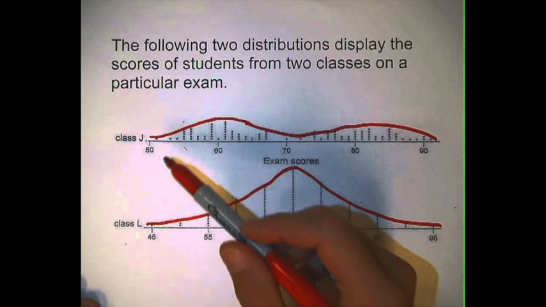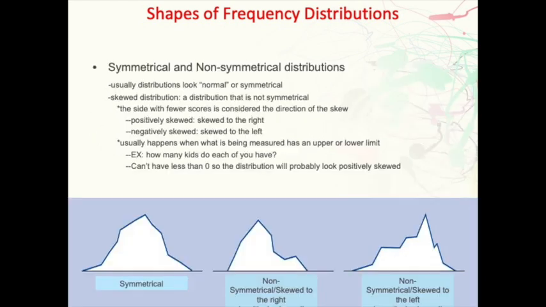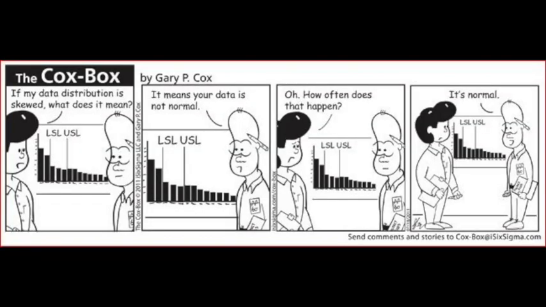And then we have the bimodal distribution, where two values clearly occur more than any other. They don't have to be even, but as you can see in image B on the slide, there are two values at the peaks, so those two are occurring more than the others. And then we have a rectangular distribution, which would look like figure C, where all the values are occurring pretty equally.